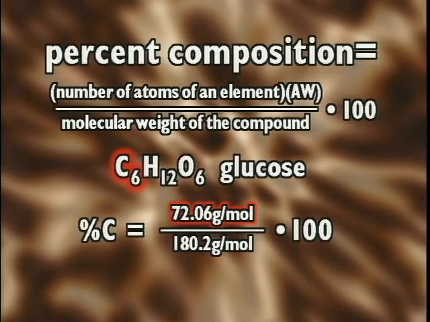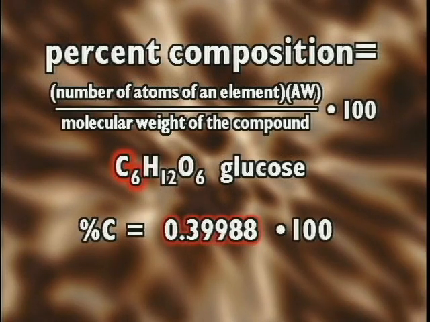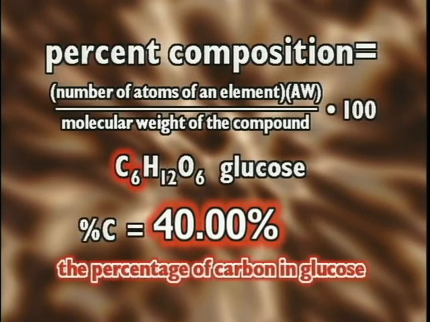72.06 grams per mole divided by the molecular weight of glucose, 180.2 grams per mole, equals 0.39988. There. Now to get this as a percentage, we just multiply it by 100. Rounding our answer off to 4 significant figures, we find that glucose is composed of 40.00% carbon.